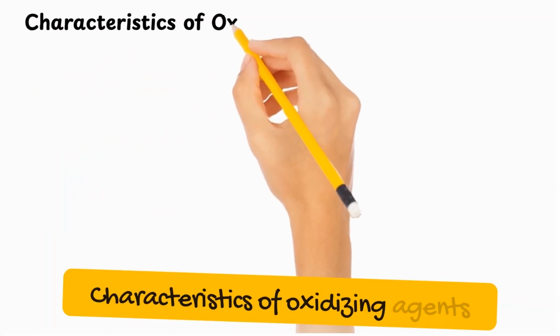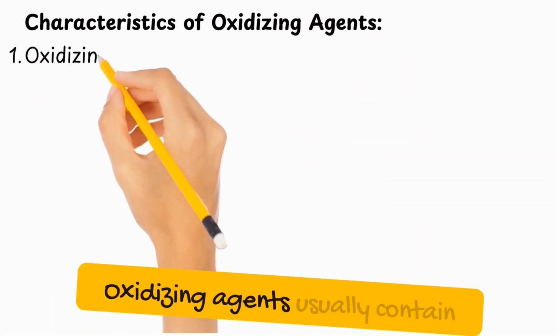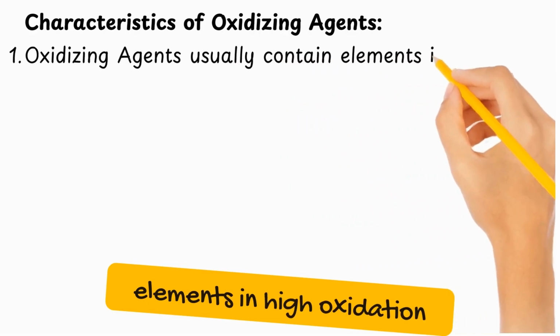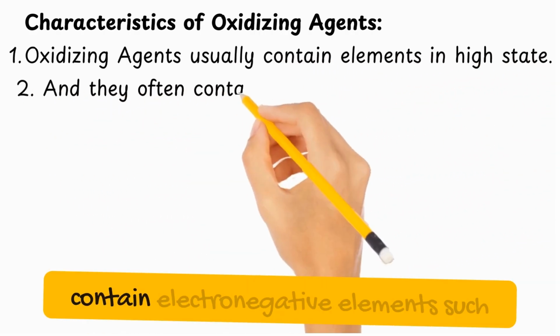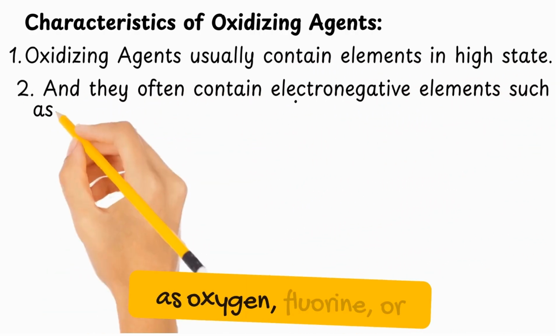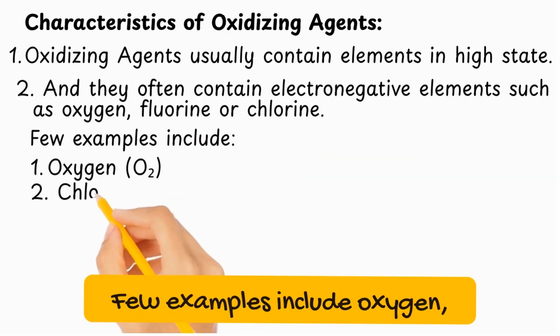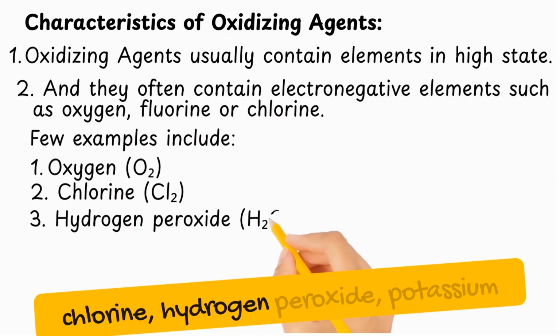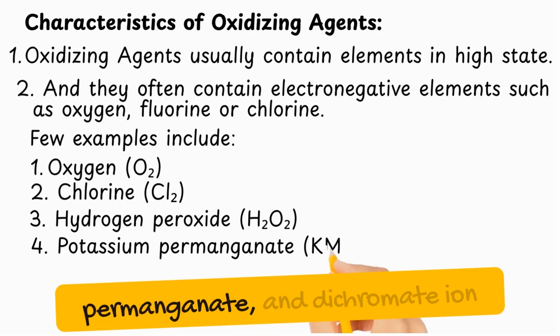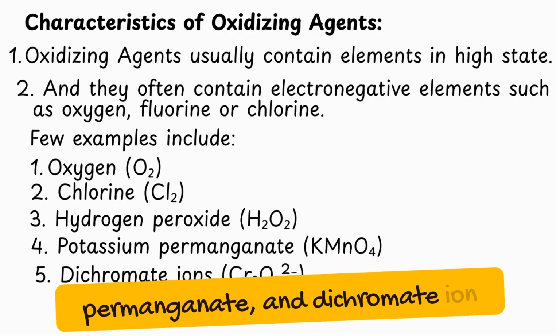Characteristics of oxidizing agents. Oxidizing agents usually contain elements in high oxidation states, and they often contain electronegative elements such as oxygen, fluorine, or chlorine. A few examples include oxygen, chlorine, hydrogen peroxide, potassium permanganate, and dichromate ion.